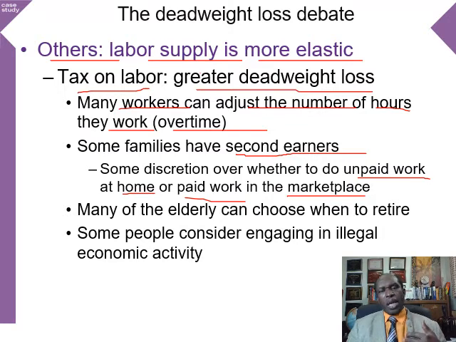Many elderly people can also choose to retire. Others may consider engaging in illegal economic activity. Because of that, labor supply might be more elastic, and in that case, the deadweight loss of taxing labor will be greater.